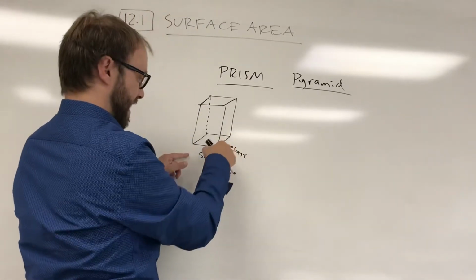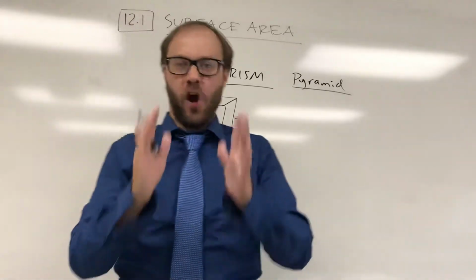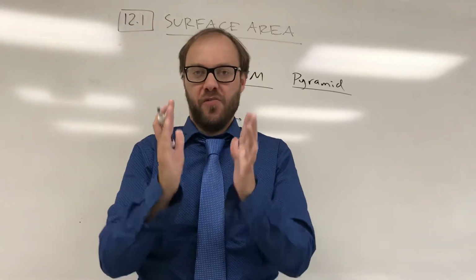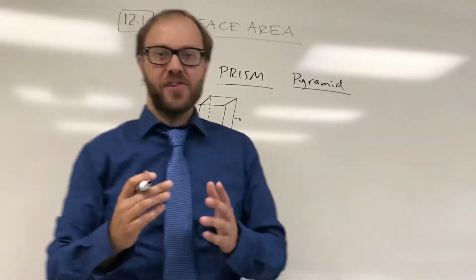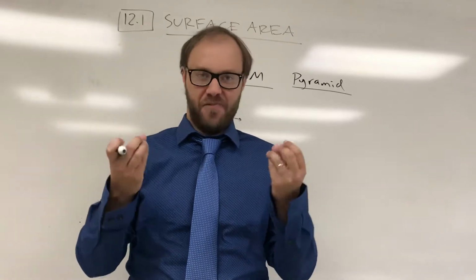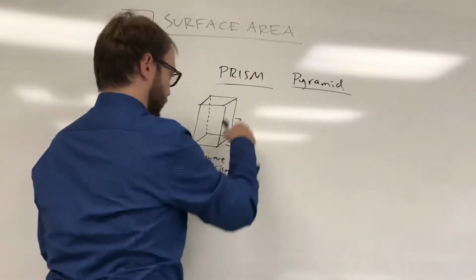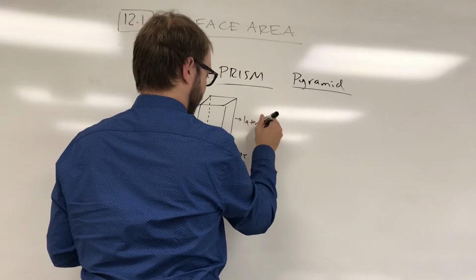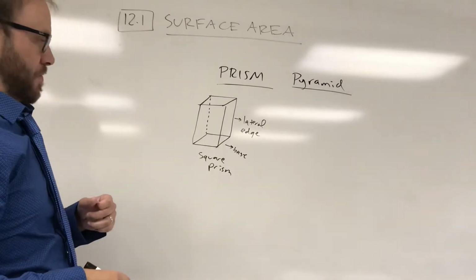We could talk about the base edges. The sides are going to be rectangles for prisms, okay? The sides are referred to as the lateral faces. The word lateral refers to side. This would be considered to be a lateral edge, okay? So that would be an example of a prism.